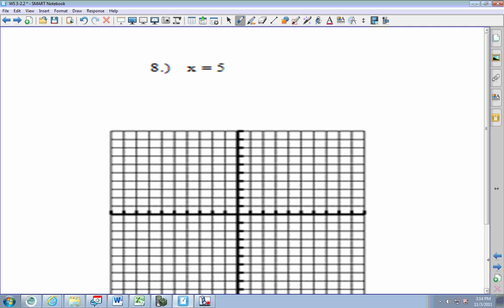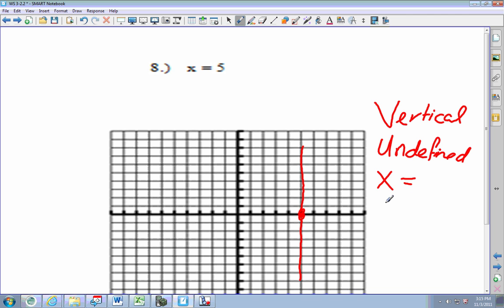Next is x equals 5. Well, can you put that in the calculator? No, you can't. So let's go over here on the x-axis. 1, 2, 3, 4, 5. X equals 5 goes up and down. It is a vertical line. Remember VUX: vertical, undefined slope, and x equals.